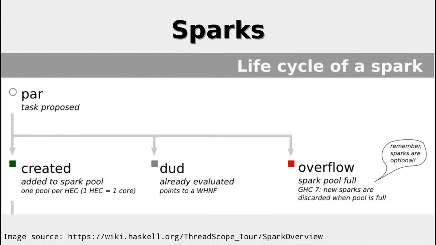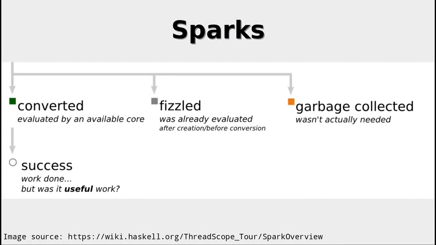In this case, we simply evaluate it sometime later, but it's not being evaluated in parallel. So think about it. If you want to spawn a lot of parallel processes, but the spark pool is full, then all of the parallel processes that you proposed after the spark pool was full will not be evaluated in parallel. So this can be a bottleneck.